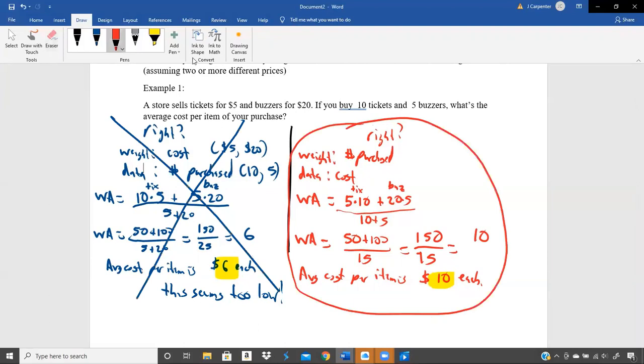So the weights were really the number purchased, the data was the cost. So in this scenario, it's actually more of the thing that you can control that's the weight. And whenever we talk about an average cost, this is how things always work. The data is the cost of the items, and the weight is how many you purchase, because you could, in theory, if you have free will, decide to purchase more or less, which would cause the average to change. So if I wanted to buy instead 100 tickets, that would make the average much closer to this $5 than it would the 10 or even the 6. That average would probably be like $5.1 or $5.2 if we still only bought 5 buzzers.